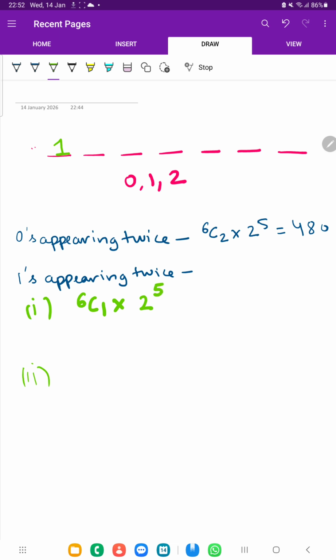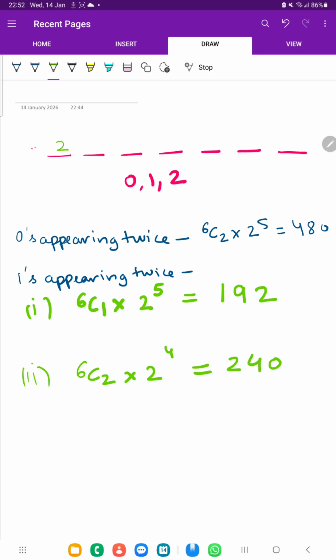And the other one, in which this place is not occupied by 1, this place will also not be occupied by 0 because 0 can't be here, so it will definitely be occupied by 2. So 1 will be somewhere in these 6 places, so we can choose 6C2, and at the rest of the 4 places any of 0 or 2 can come. So this will be 192 and this will be 240.